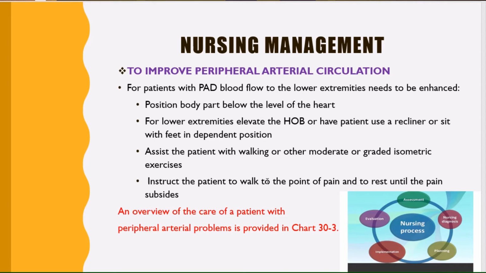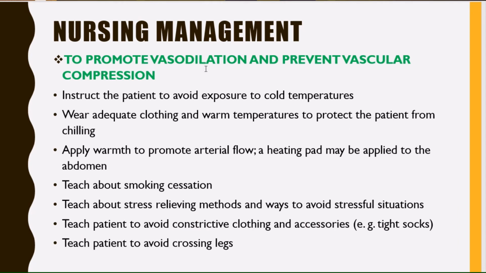So there is a chart in your textbook. This is chapter 30. So the chart is 30-3, overview of care of patients with peripheral arterial problems. So look at the nursing process. Remember, the main goal is to improve the peripheral arterial circulation. The next goal is to promote vasodilation and prevent vascular compression.